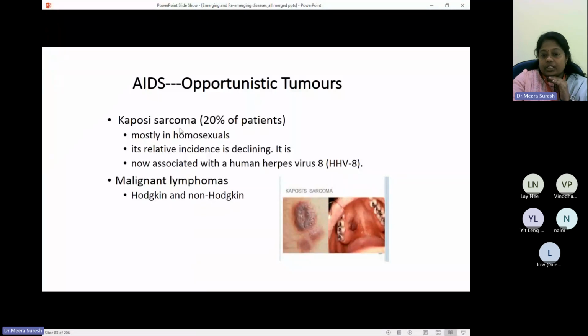So the tumors: the Kaposi sarcoma, which is seen in 20% of patients, mostly in homosexuals, its relative incidence is declining. Now it has been associated with human herpes virus or HHV8. So this is the Kaposi sarcoma, which can be seen in the mucosal or even the skin layer. Then some malignant lymphomas can also be seen.